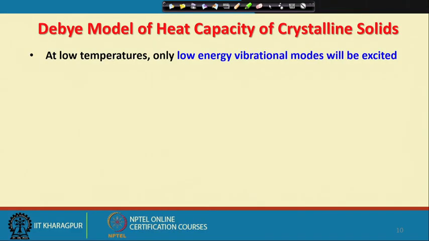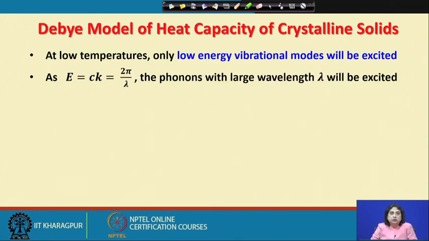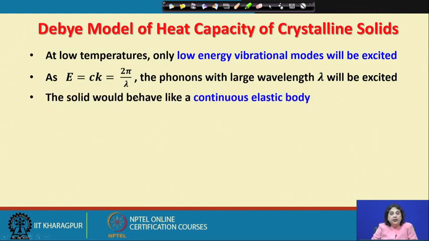At low temperatures, you understand that the available thermal energy to the system is very small, as a result of which only low energy vibrational modes will be excited. Now, we know that energy is inversely related to the wavelength of the excited modes, and therefore, at low temperature it is expected that phonons with large wavelength will be excited, and therefore, I would say that at low temperature the solid would behave like a continuous elastic body.